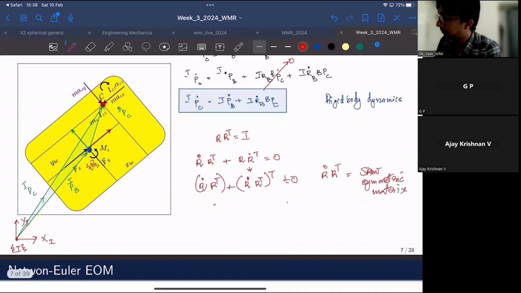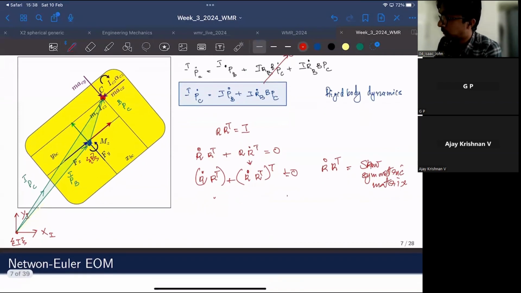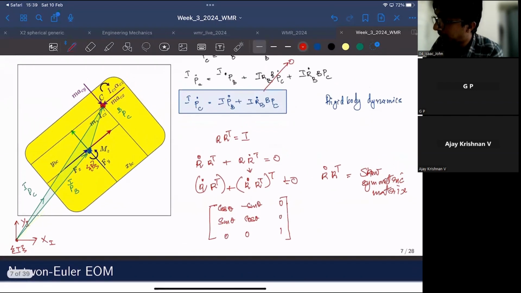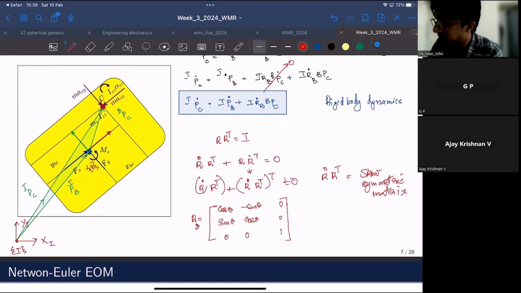Just to quickly demonstrate what I'm talking about, we'll take a simplified rotation matrix. In mobile robots, we are only dealing with the simple rotation matrix about the Z axis. In a general case, we can have rotations about all three axes, but for the time being, we are only focusing on a rotation matrix about the Z axis. So it will be cos theta, the familiar form, minus sine theta, 0; sine theta, cos theta, 0; 0, 0, 1. This is the rotation matrix about the Z axis, right?